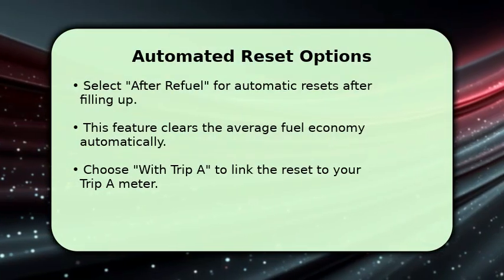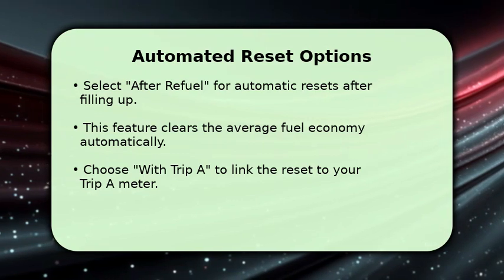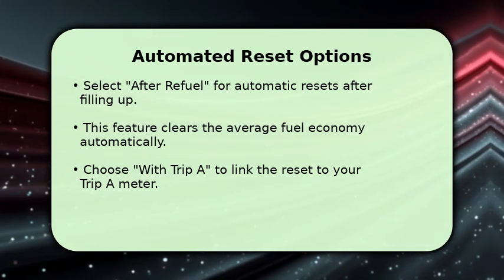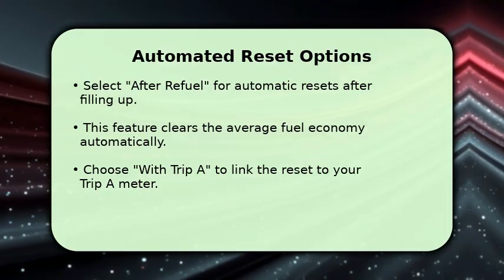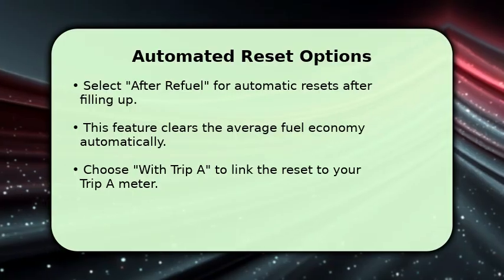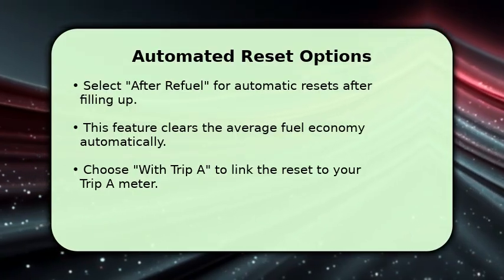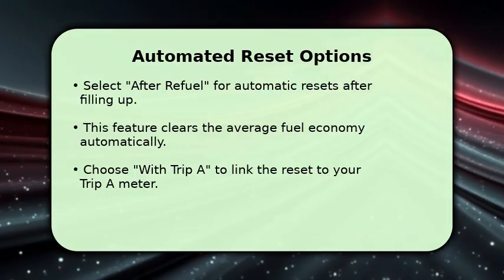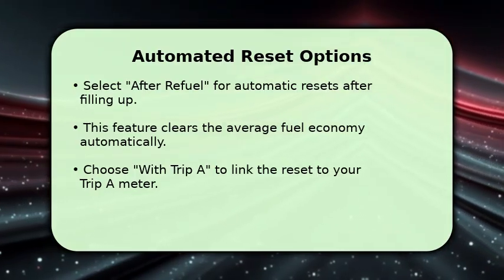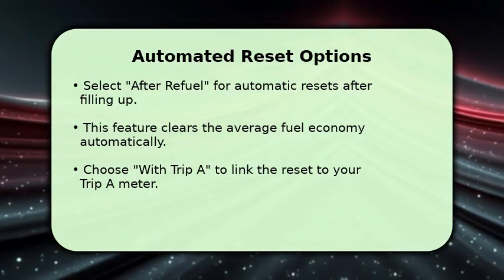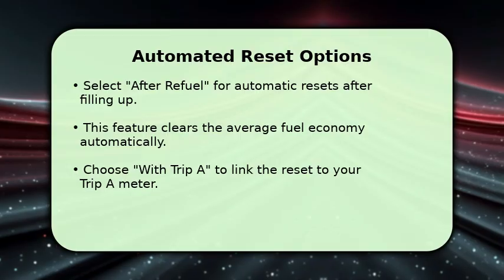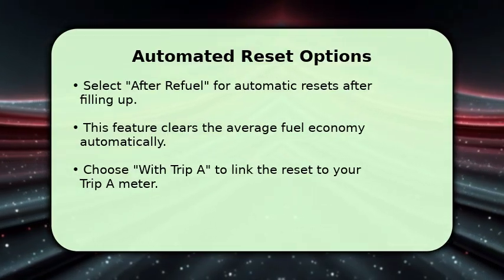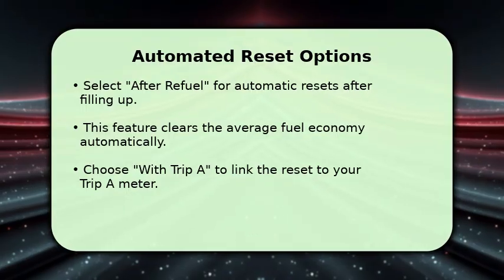Within the Fuel Reset menu, you'll find convenient automated options. One popular choice is After Refuel, which automatically clears your average fuel economy reading every time you add fuel to your tank. This ensures you always get an accurate reading for each new tank. Alternatively, you can select With Trip A, which will reset your fuel economy whenever you reset your Trip A meter to 0. These settings offer hands-free convenience.